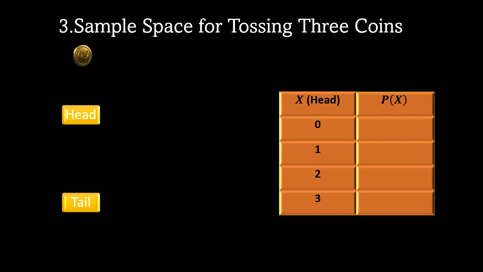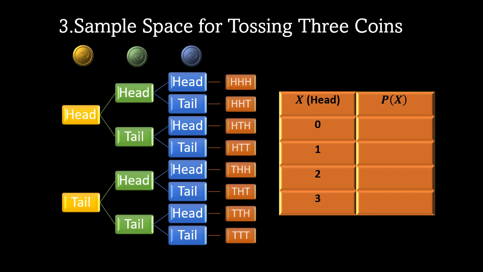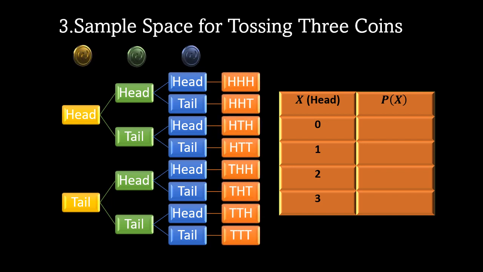When we toss the second coin, after the head, we're going to have head or tail, and after the tail, we're going to expect also head or tail. Also, when we toss the third coin, it's the same scenario. After the head, we're going to expect head or tail, and after the tail, we're going to expect head or tail. Therefore, our sample space is as such.